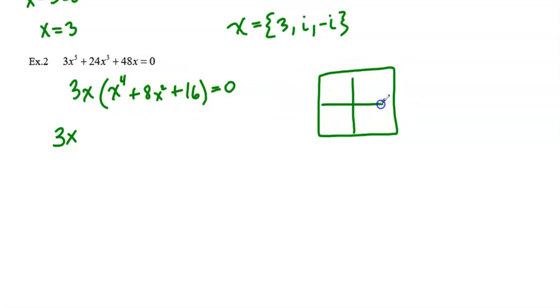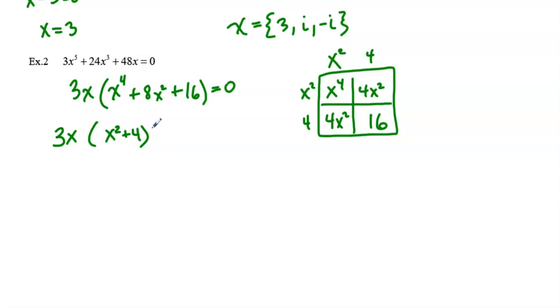Because there's 3 terms, I'm going to put x to the 4th, 16. I'm going to find out what adds up to be 8x squared that multiplies to be 16. So that would be a 4x squared and a 4x squared. So I've basically split that 8x squared. This is like a perfect square trinomial. So I've got x squared as a GCF on each side, and I've got a 4. So it looks like when I factor this, I have x squared plus 4, squared.